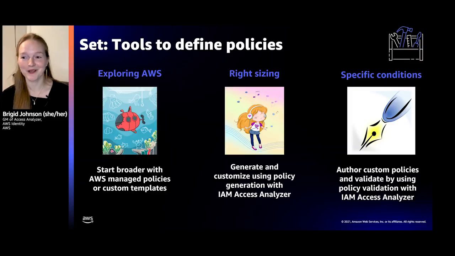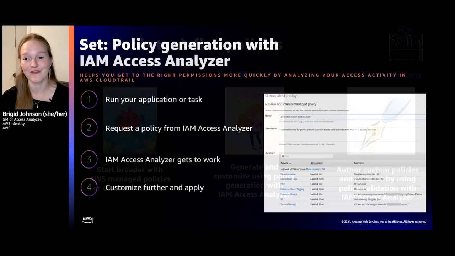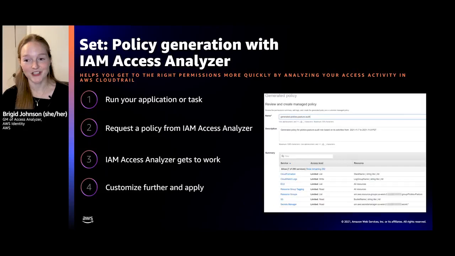All right, so let's talk about policy generation. This is the high-level workflow. You run your application or task, you request a policy from Access Analyzer. Access Analyzer goes and does the work, looks at your CloudTrail activity, and then you get to customize further and apply it. Fun fact, when I was doing my demo for this, I thought, all right, I'll try it once and then I'll do the recording. And I went through it and it was super easy. I wish I had recorded it the first time because it worked like a charm.